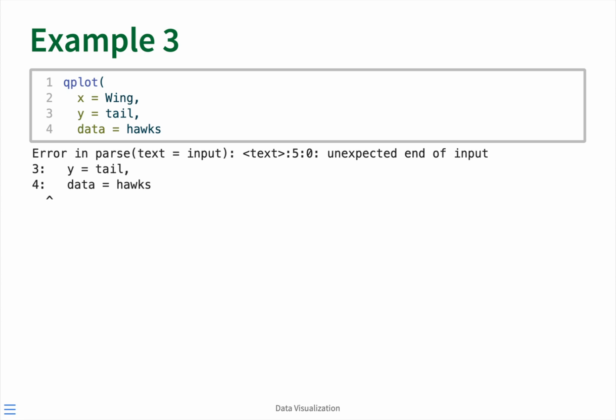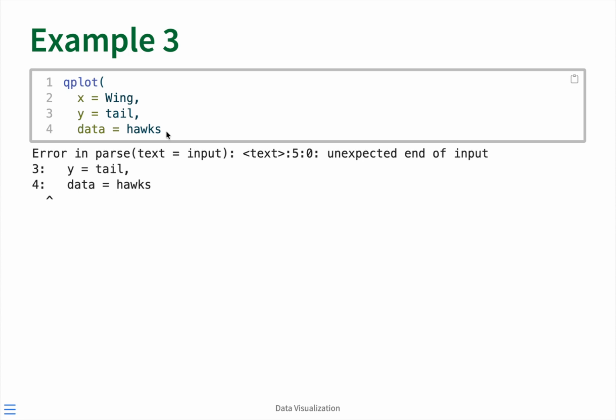So I mentioned we can split arguments over multiple lines. This is what we've done here. And here we get a different error message, right? Even though we have the same problem that we had before with the capitalized W, we've got another error message. This is saying unexpected end of input, somewhere towards the last line of code.